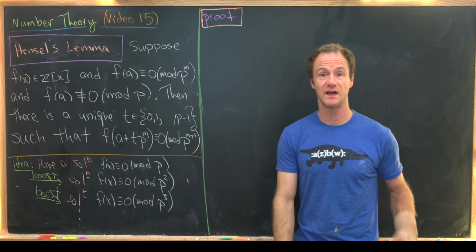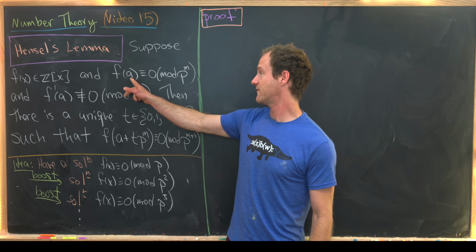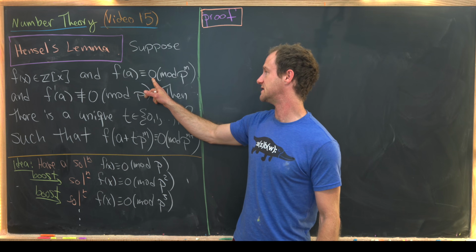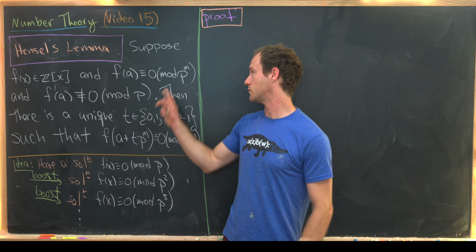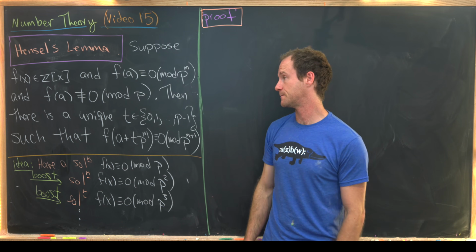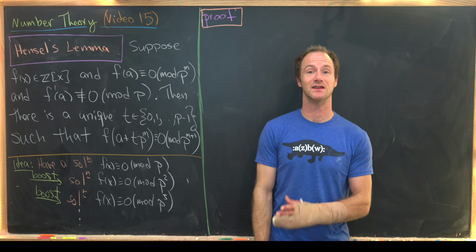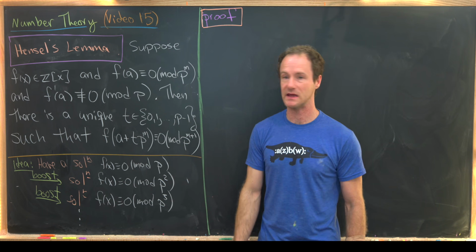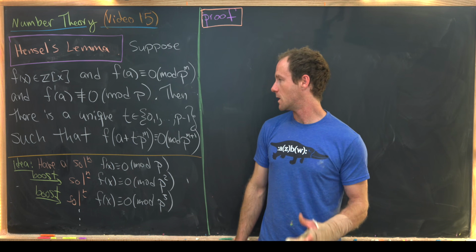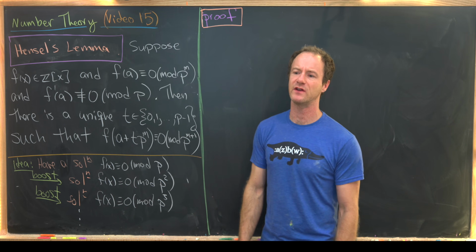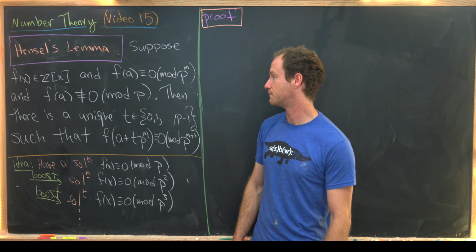Let's suppose that f of x is a polynomial with integer coefficients, and f evaluated at a is congruent to 0 mod p to the m. So in other words, we have a root modulo p to the m already. Furthermore, we need to assume that f prime of a is not congruent to 0 mod p. Notice that's p to the first power, just the base power of p. Okay, then you might say, well, what do we mean by the derivative? This is just like the term-by-term standard derivative of a polynomial.